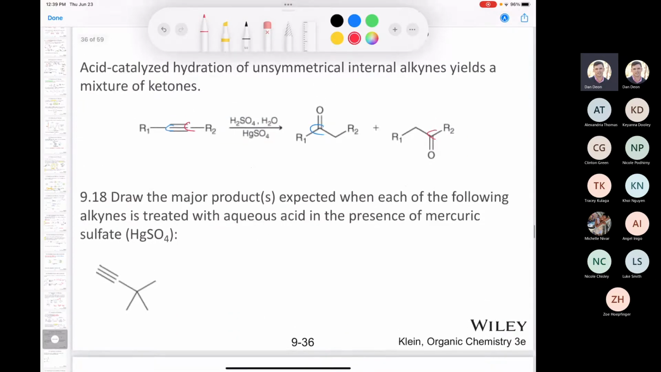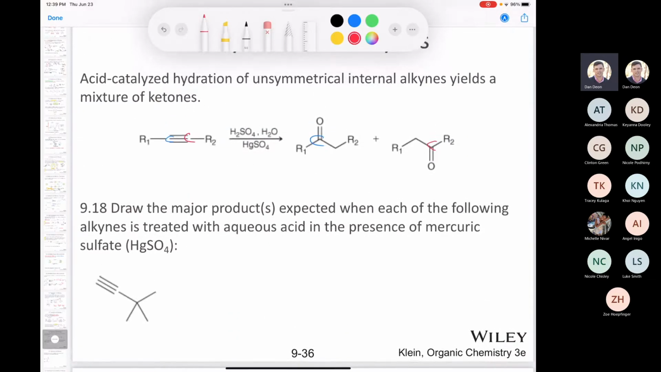All right, well, let's take a look at a question here. Question 9.18, it says, draw the major products that you expect when each of these alkynes, well, there's only one, is treated with aqueous acid in the presence of mercuric sulfate. So we've got sulfuric acid in water, and we've got some HgSO4. What do we get? Well, we get a Markovnikov addition.